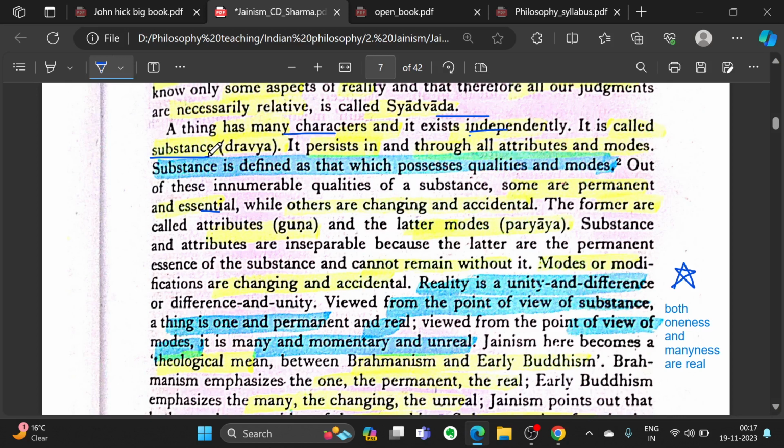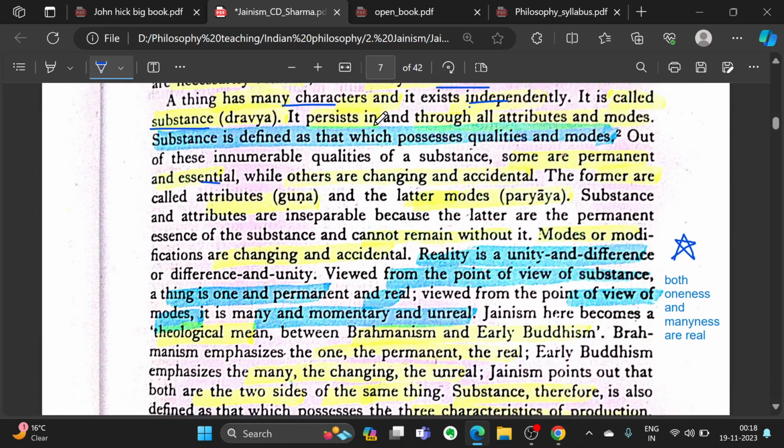What you can consider substance to be generally is something which exists independently. That is the basic definition of a substance. And that is what Jainas believe also is a substance. It persists in and through all attributes and modes. Substance is defined as that which possesses qualities and modes.